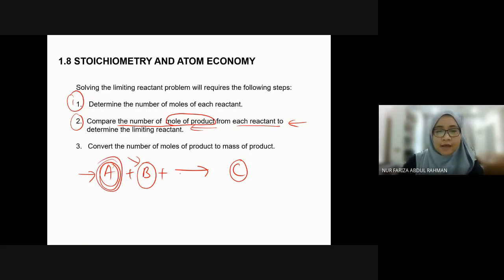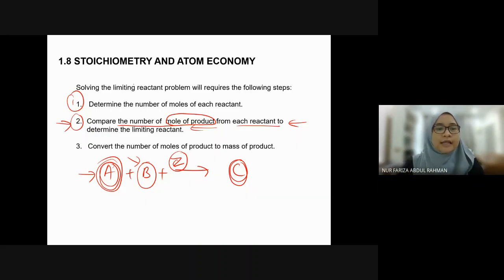If you have another extra reactant, maybe this is Z, the same understanding we apply for Z. You have to compare how much Z is needed in order to produce C, the product. That is what item number 2 means. It is not just calculating the moles and then comparing which one is the smallest. Don't do that, that is not stoichiometry. In stoichiometry, you have to compare the mole of the reactant and the mole of the product. That is what we call stoichiometry.